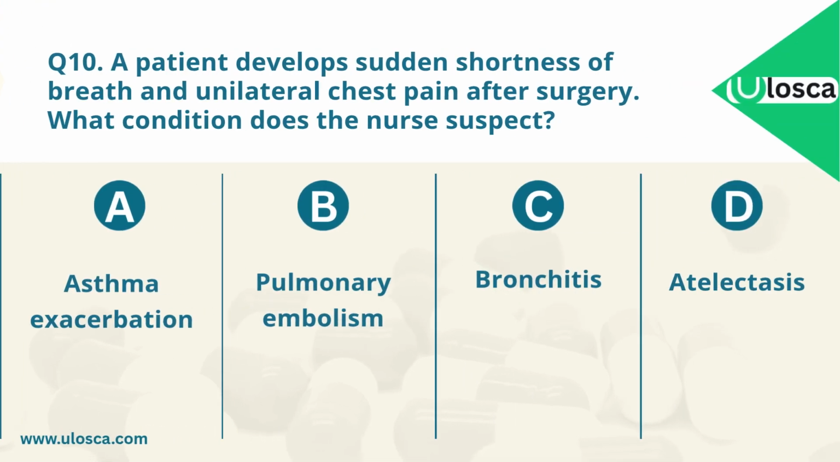Question 10. A patient develops sudden shortness of breath and unilateral chest pain after surgery. What condition does the nurse suspect? A. Asthma exacerbation. B. Pulmonary embolism. C. Bronchitis. D. Atelectasis. Which one is the correct answer?